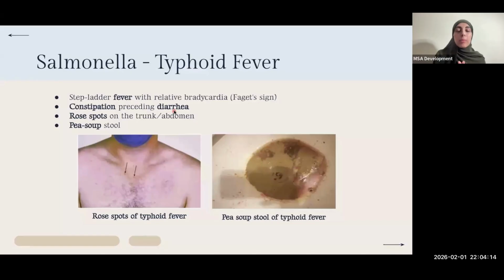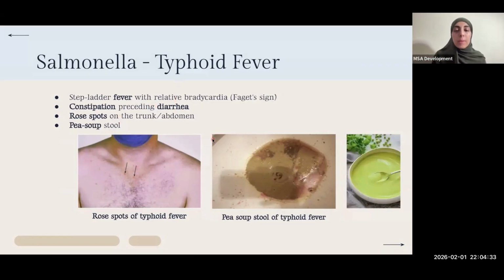But the main things you remember in typhoid fever is the stepladder fever with bradycardia and the rose spots on the trunk and the abdomen and the pea soup stool, okay? These key features are very important for you to know because they will be the key characteristics in questions that you should recognize and know that they're talking about typhoid fever.